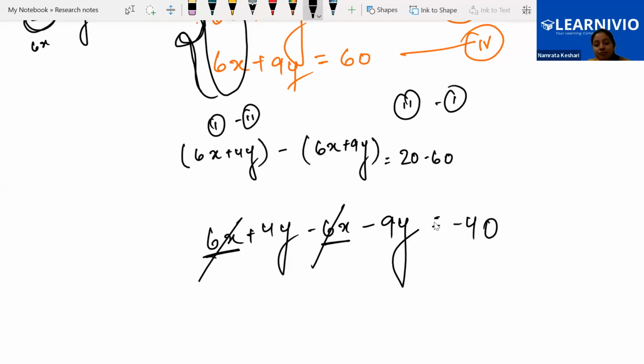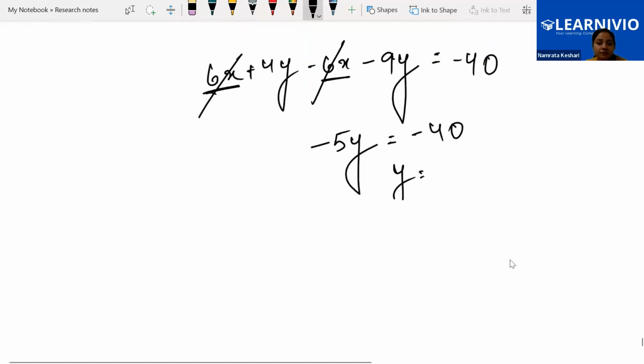We have to eliminate either the x variable or the y variable. What about 4y minus 9y? Aisha, 4y minus 9y is what? Minus 5y. So minus 5y equals minus 40, and y will be 8. We got y as 8.